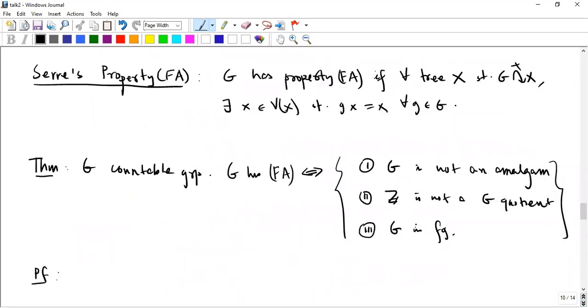All right, so let's do property FA now, which is really about these kind of fixed point results. A group is said to have Serre's property FA if for all trees, if you have a group acting without inversions on the tree, then there exists a fixed point. So any action on the tree has to have a fixed point.